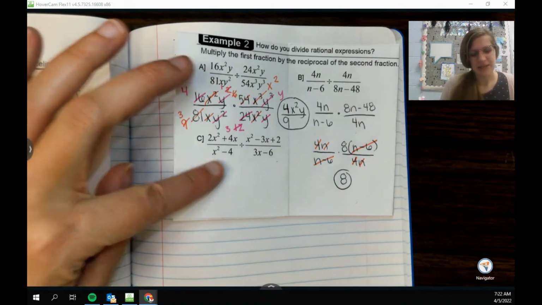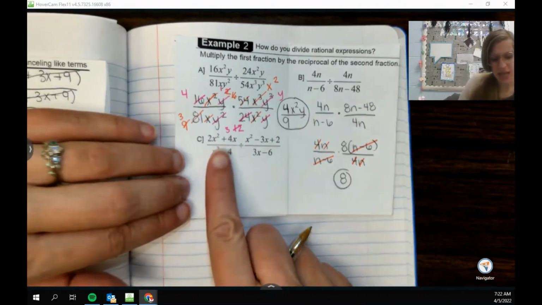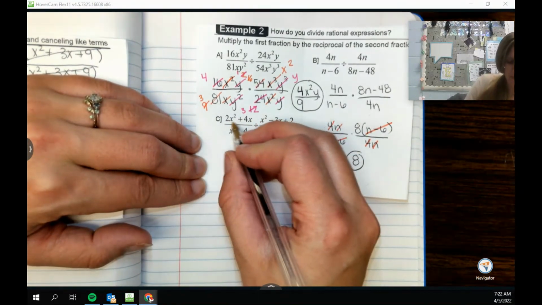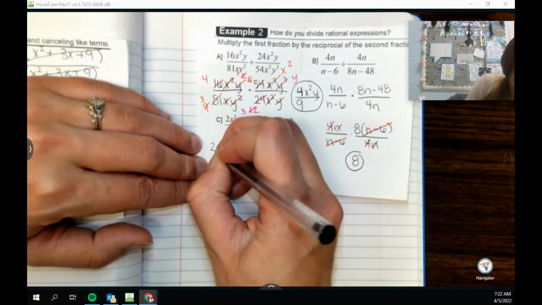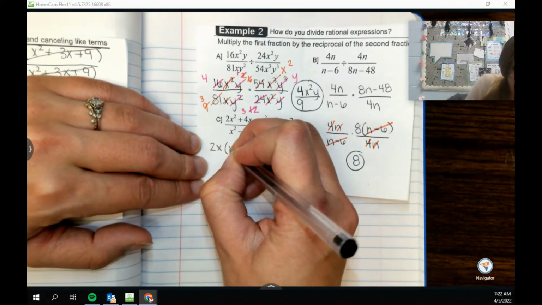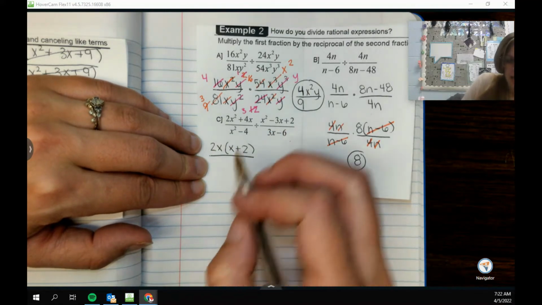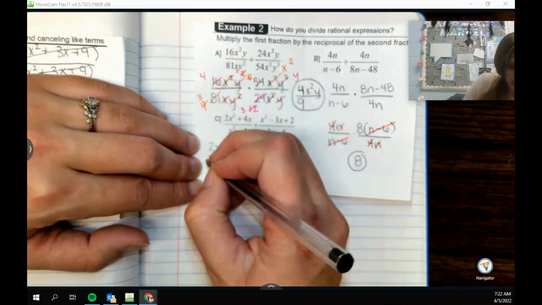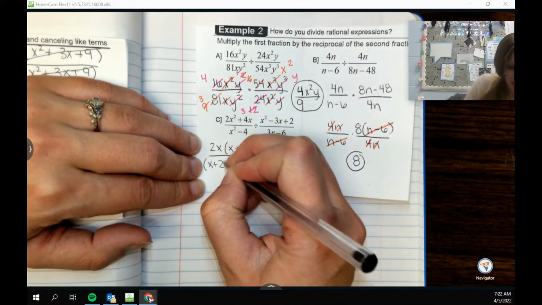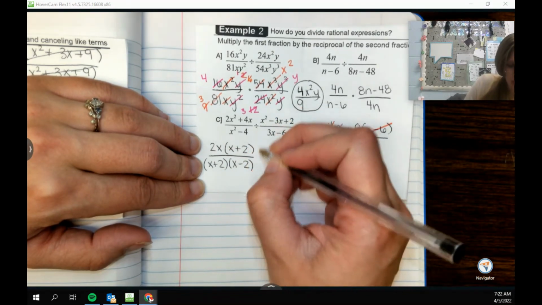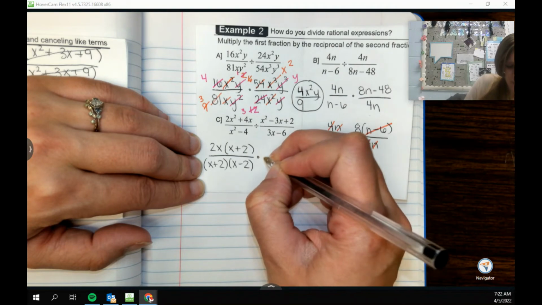And so last but not least, we got to factor all these. And we got to change that division. So first here, I can factor by taking out a GCF of 2x. We have x plus 2 left. In the denominator, I have perfect squares. So x plus 2, x minus 2. Then I change this to multiplication.